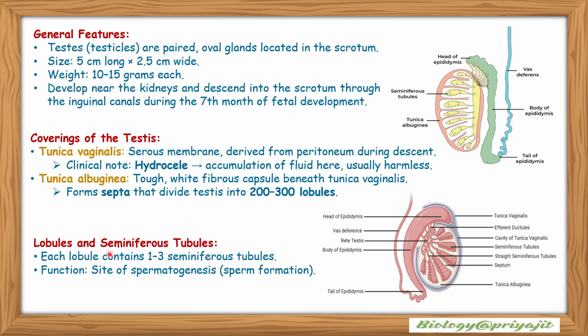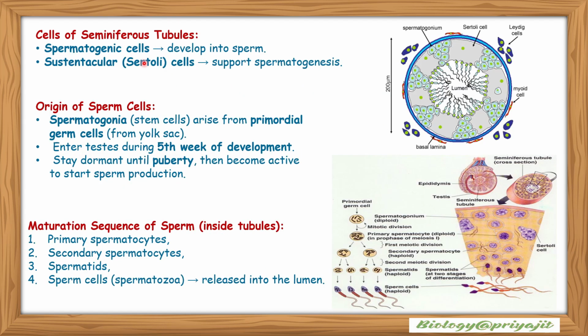The last point: lobules and seminiferous tubules. Each lobule contains 1 to 3 seminiferous tubules. Its function is as the site of spermatogenesis or sperm formation. Cells of the seminiferous tubules: spermatogenic cells develop into sperm. Sustentacular cells or Sertoli cells support spermatogenesis.